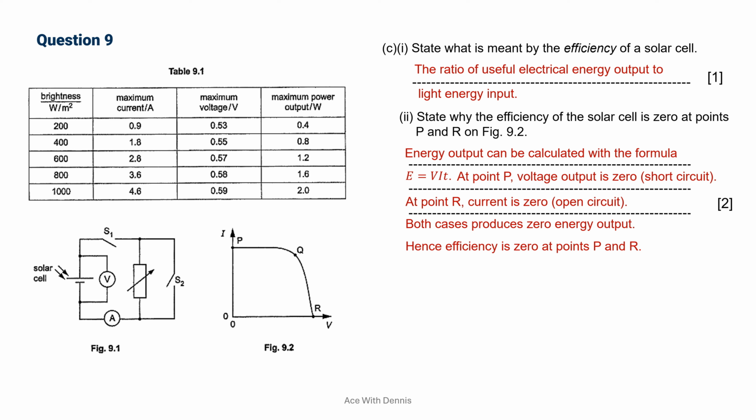Remember, efficiency, as we have answered in part 1, is the ratio of useful electrical energy output to light energy input. So when output is 0, efficiency will be 0.